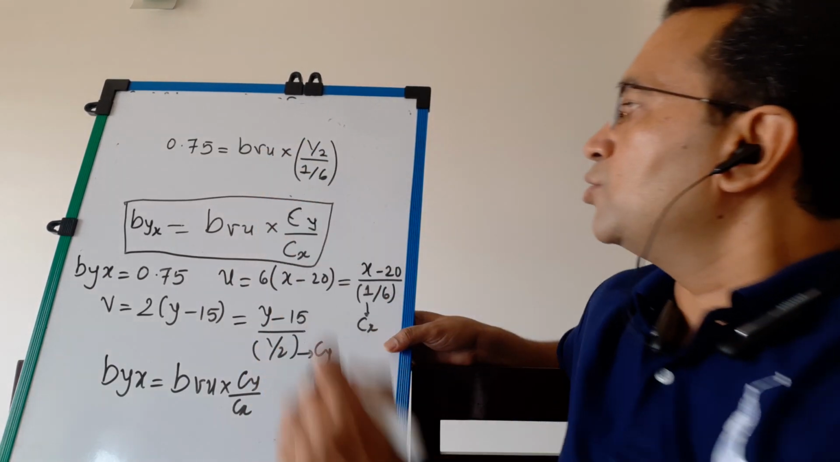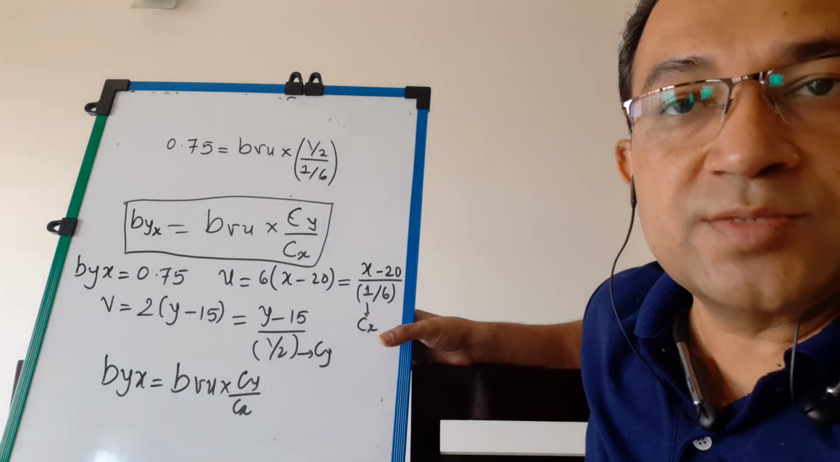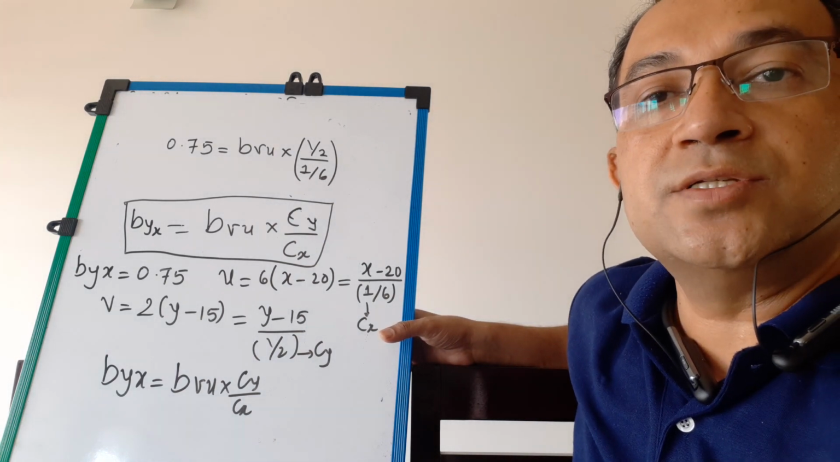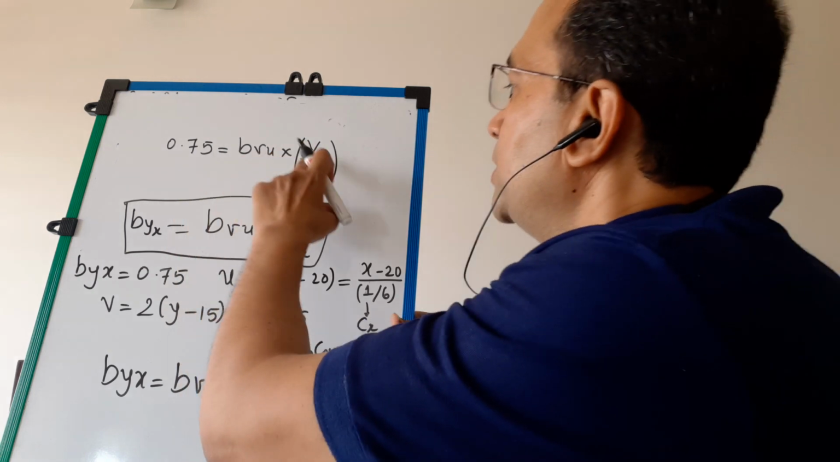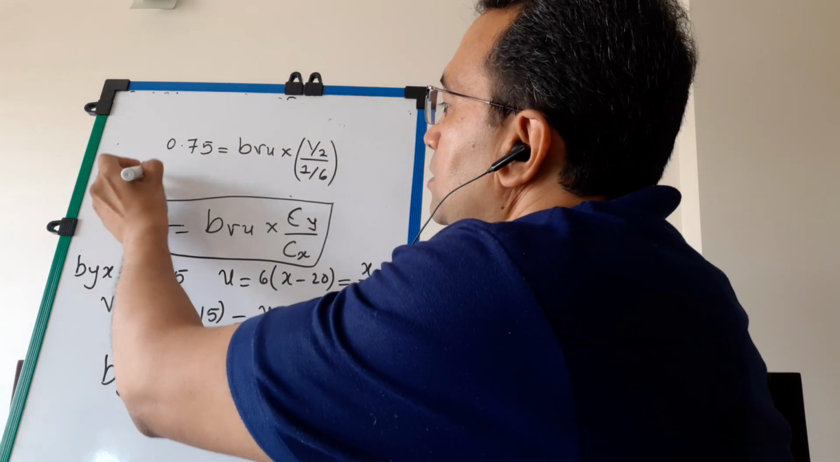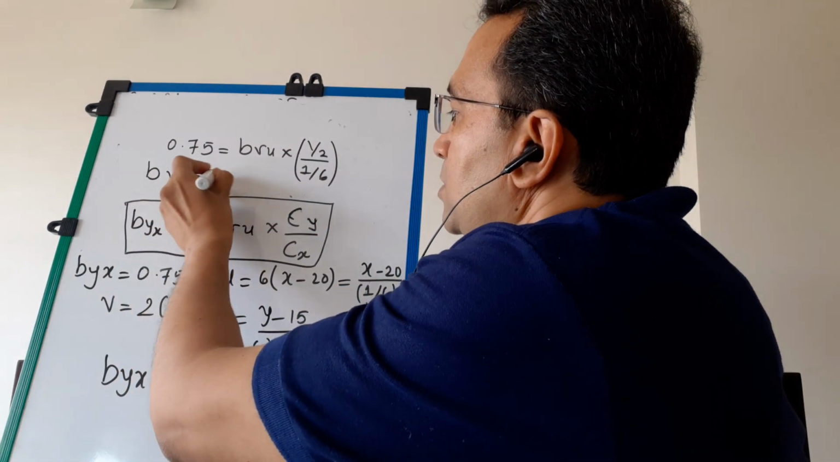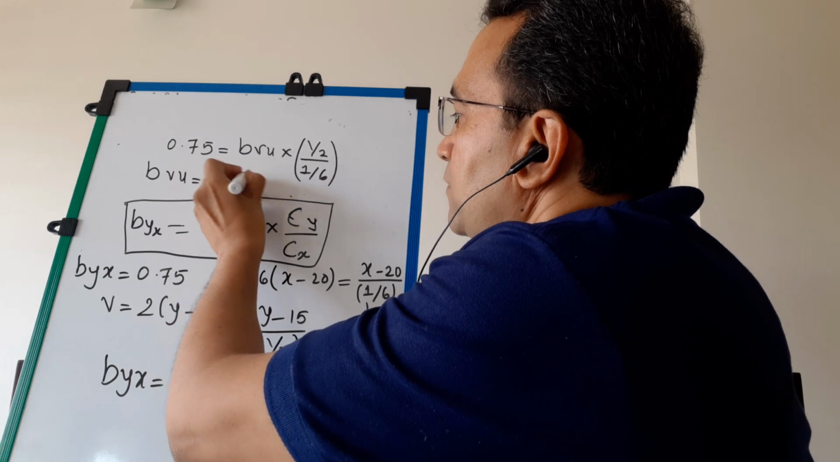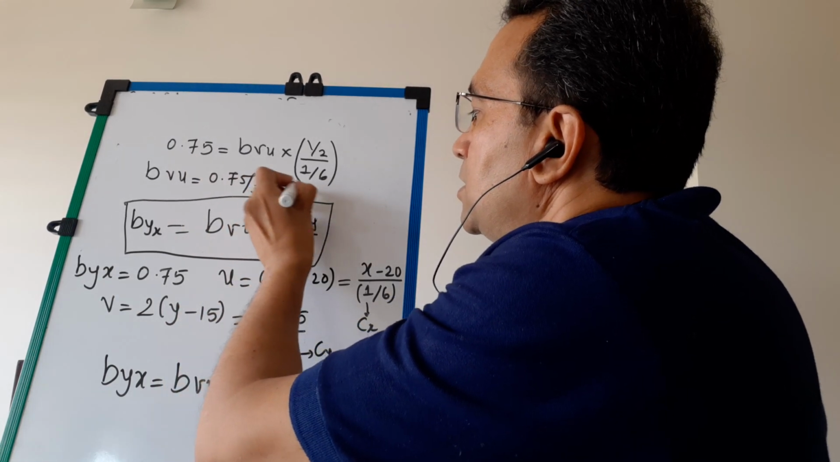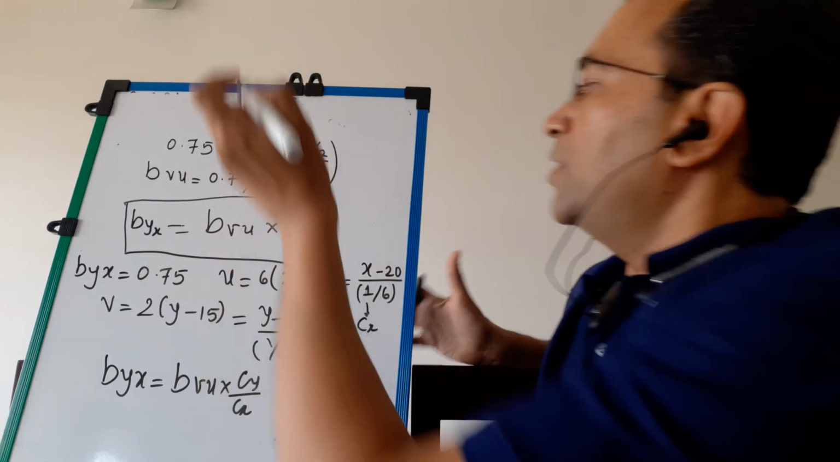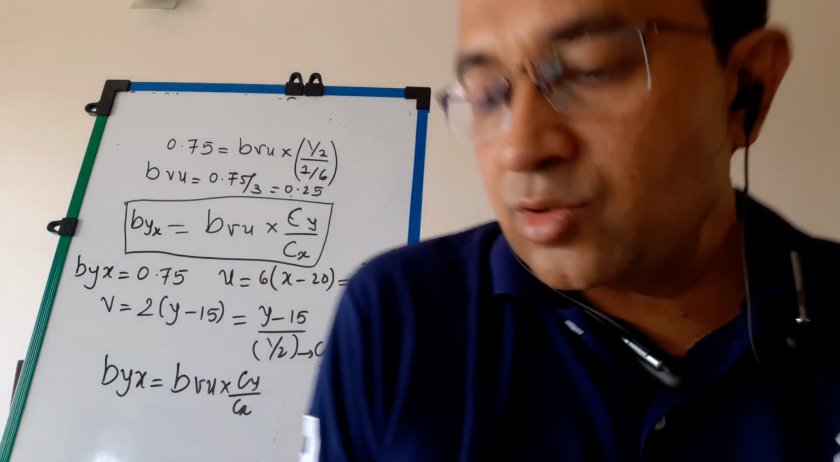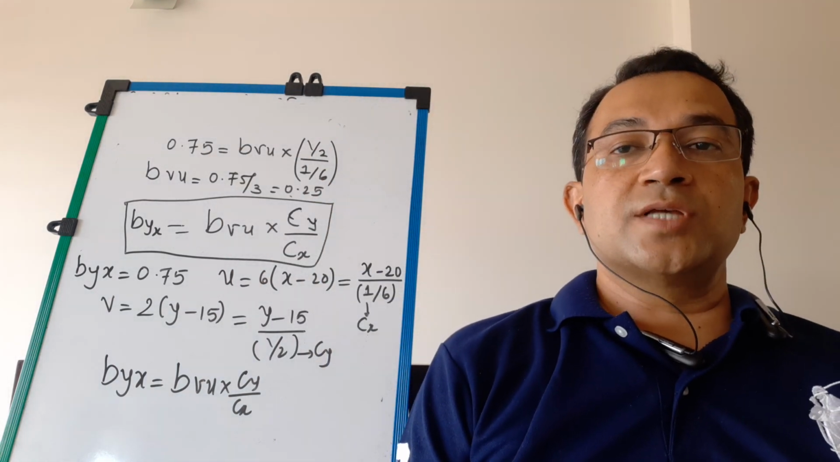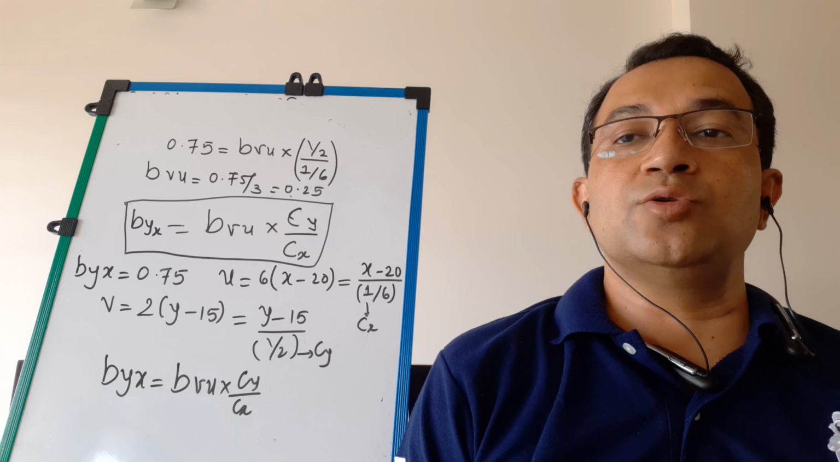So 1 by 2 upon 1 by 6 is 6 by 2. And 6 by 2 is nothing but 3. So I am bringing 3 on the left hand side. So this will be 0.75 upon 3 and that is 0.25. So students, the answer of BVU is how much? 0.25.